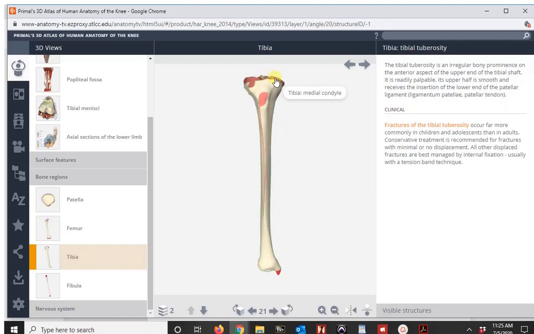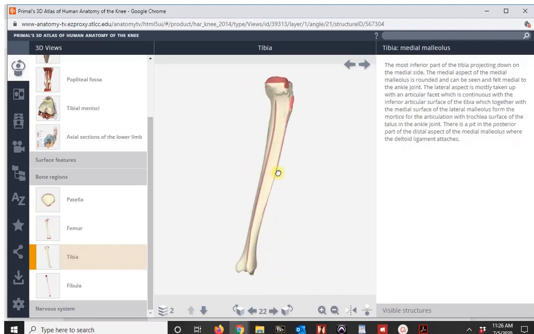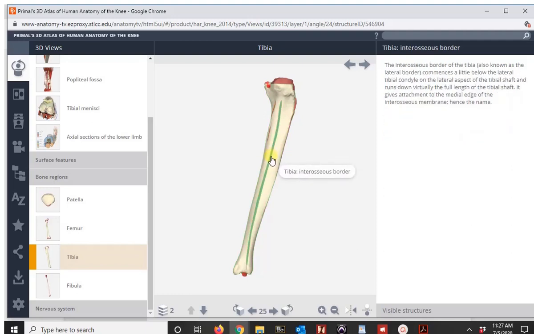Now up here you can see the condyles. You can see the sides of the condyles because the condyles are actually on the top of the tibia, because that's where they articulate with the fibula. You see this tibia sticks out more on this side, so this would be the medial malleolus. As we turn this around to the other side, this would be the side that connects to the fibula. So this would be where the interosseous membrane connects. See, it says interosseous border. That's just where the membrane connects.